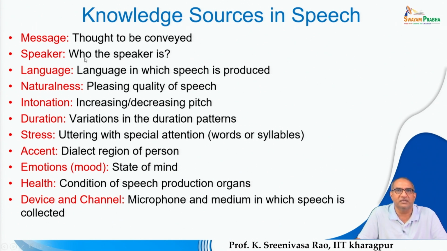Along with the message, the speech signal also carries information about the speaker, or some speaker-specific characteristics. That means who the speaker is. The same message, if it is conveyed by two or three different humans, even though the message part remains the same, when you listen to the speech, you can immediately make out that these three speech utterances are spoken by different people. That way the speech signal also contains the speaker-specific information, or you can say the speaker identity is also embedded in the speech signal.